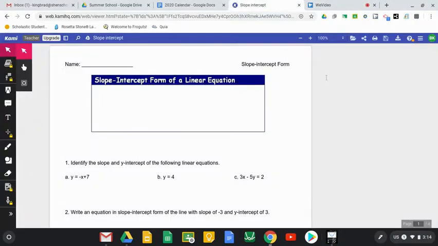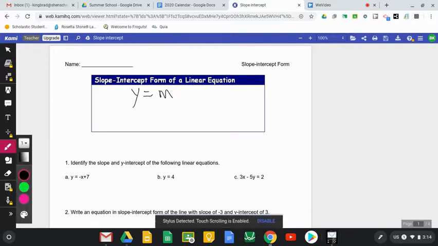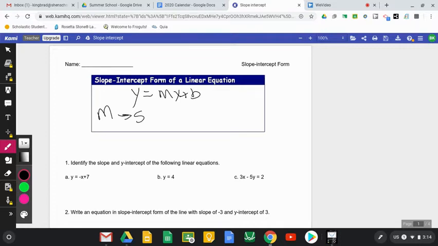All right, so we're going to talk about slope-intercept form now, also known as y equals mx plus b. M is what we were doing yesterday. That's our slope. B is our y-intercept, so that's where it crosses the y-axis. X and y will just stay themselves.